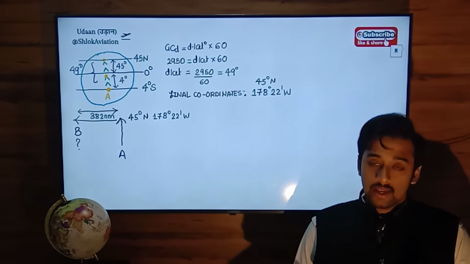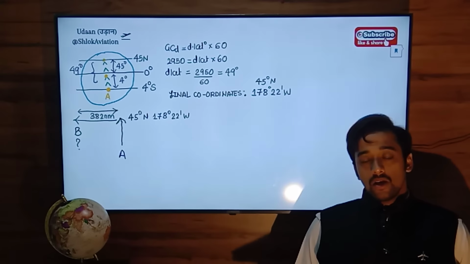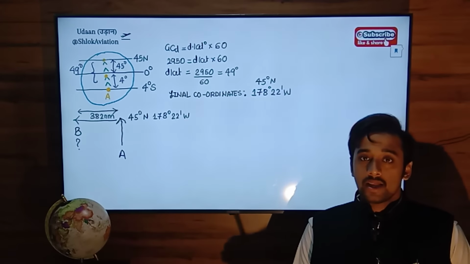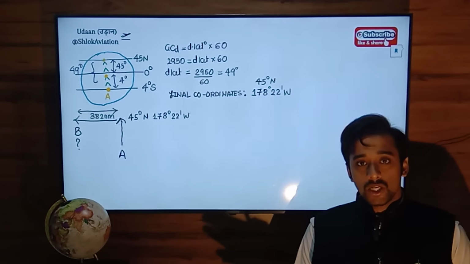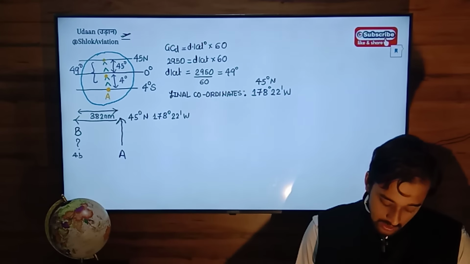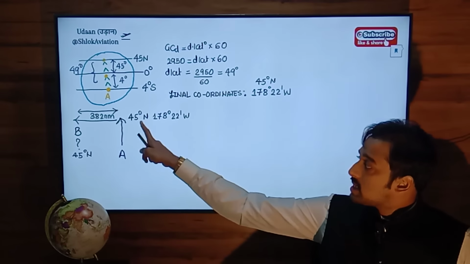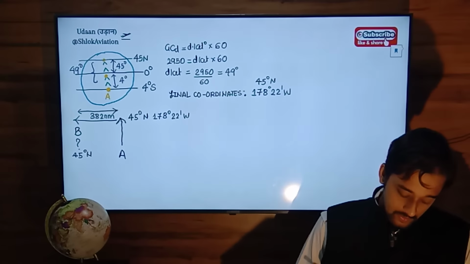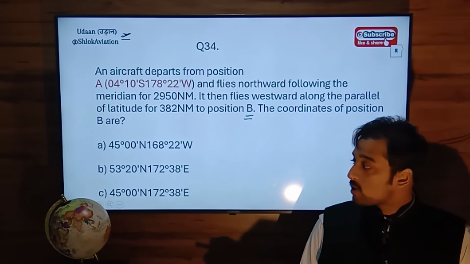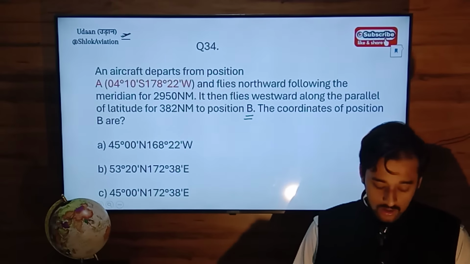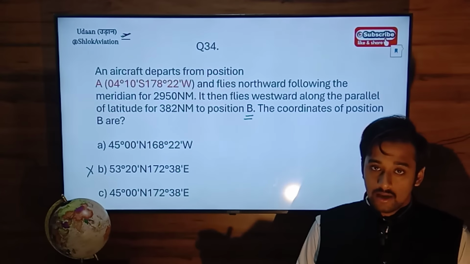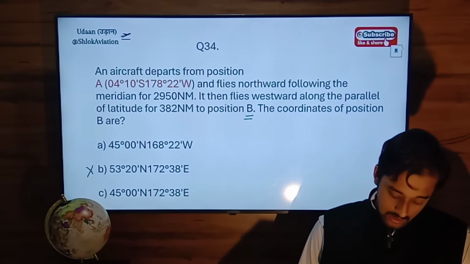Why? When we fly in an easterly or westerly direction, what track are we actually flying? We are flying a rhumb line track. So on a rhumb line track the latitude will be the same, the longitudes will differ. So B latitude we know directly, 45 degrees north, same as this latitude. Let's check the options. Option A is 45 north, option C is 45 north. Option B is hence eliminated.